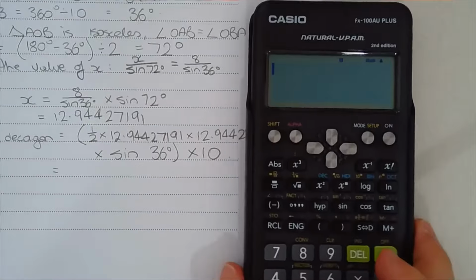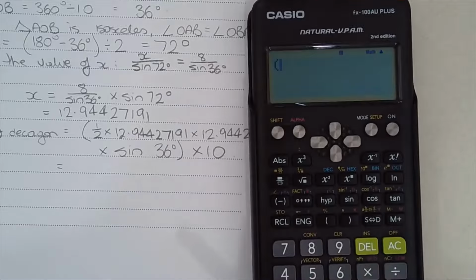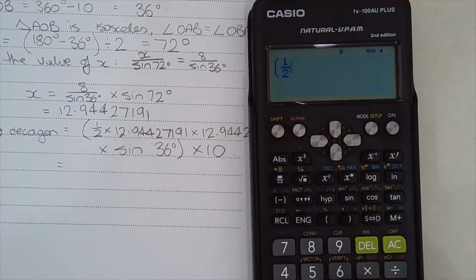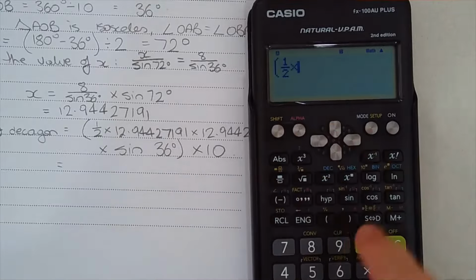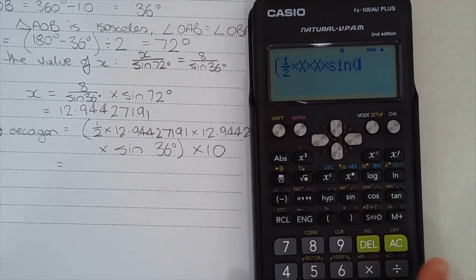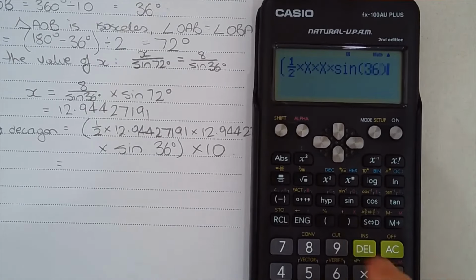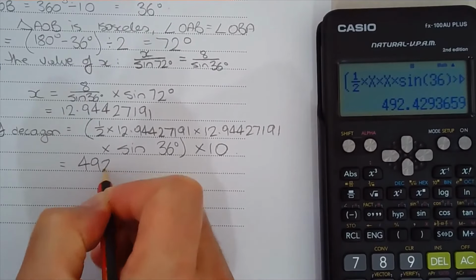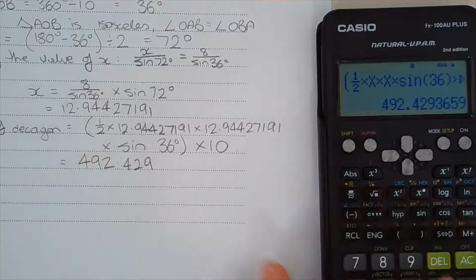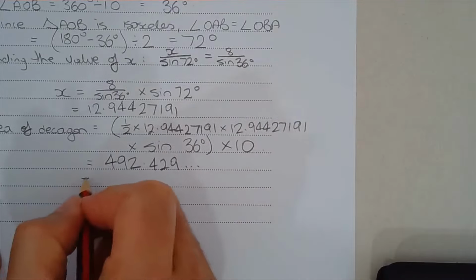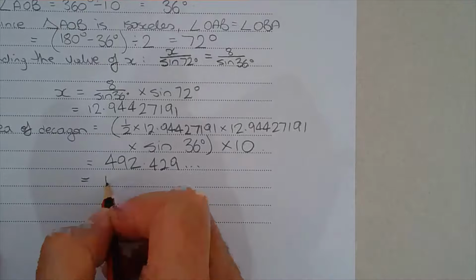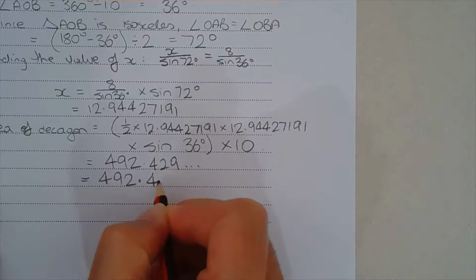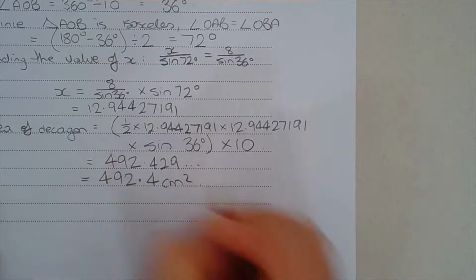All right, so let's now work out the answer. Half AB, but it's actually times X, so X squared, times sine of 36 degrees, multiplied by 10 of those triangles, and we get 492.429. Rounding it to one decimal place, that's 492.4 square centimeters.